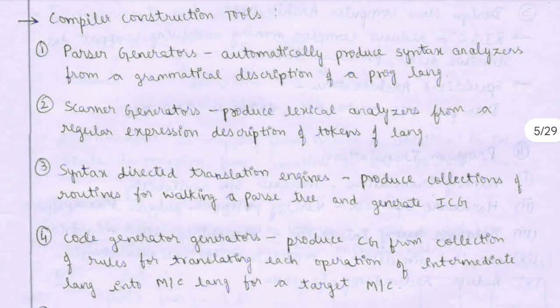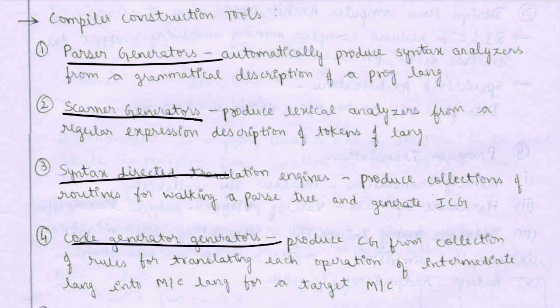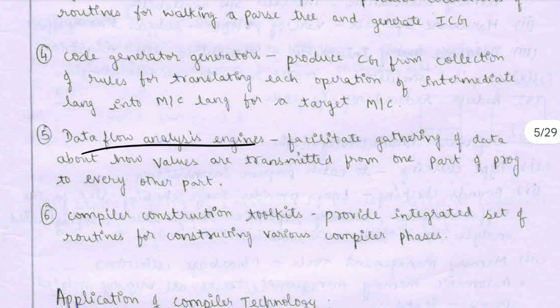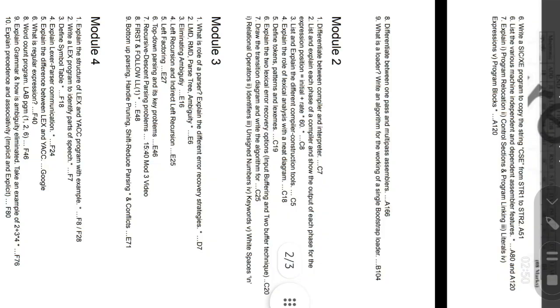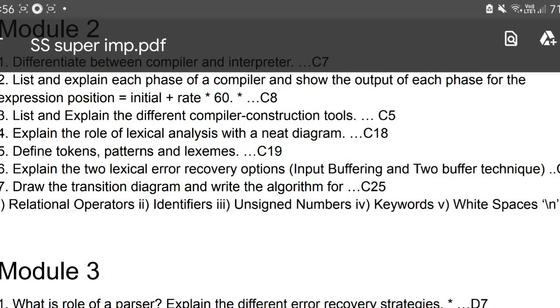So in page number 5, we have the compiler construction tools: parser generator, scanner generator, syntax directed translation, code generator, data flow analysis, compiler construction toolkits. Okay, this you have to write and explain what do these tools mean. Then we have the role of lexical analysis with a neat diagram. It's presented on page number 18.